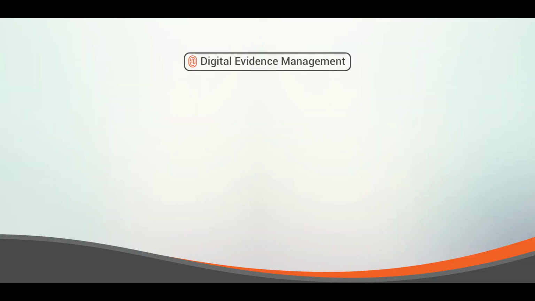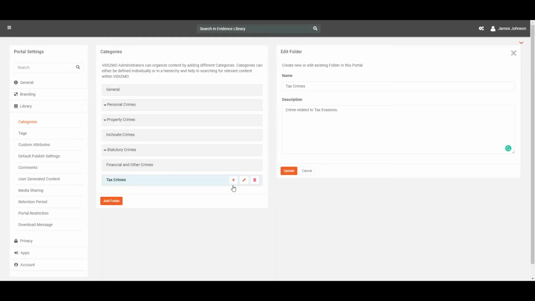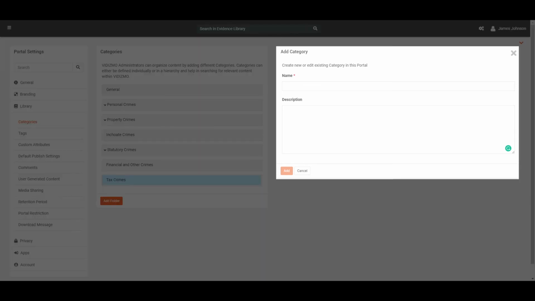VIDIZMO DEM allows you to add a subcategory within a category. Subcategories concretes the search and facilitates the officer in searching and sorting the relevant evidence. You can add subcategory by clicking on the plus-shaped icon next to the category you want to add subcategory in. On the right-hand side, add a subcategory name and a brief description. The newly added subcategory will be visible by clicking the arrow available on the left of the category.